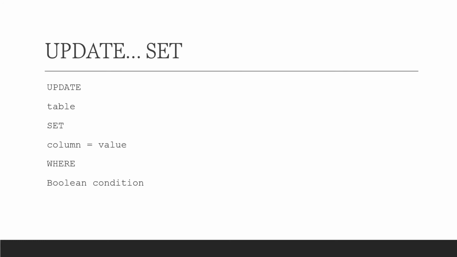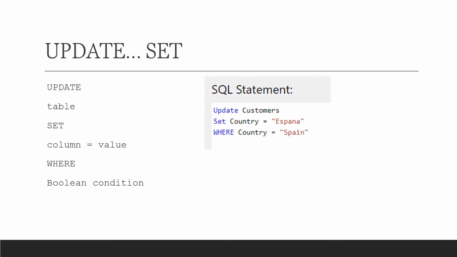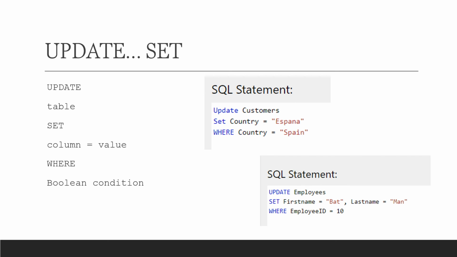Let's have a quick look at an example. For instance, here I'm changing the country Spain to the country España throughout the whole of the customers database. So set the country to España, where the country at the moment is Spain, and that will just swap Spain to España. Or here's another example, find employee with the ID 10 and set the first name to Bat and the last name to Man. I did that because I saw he was called Adam West.